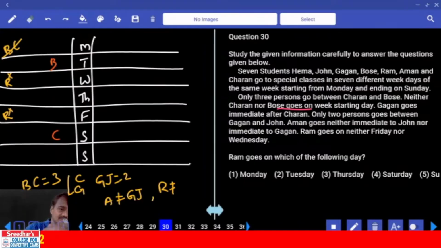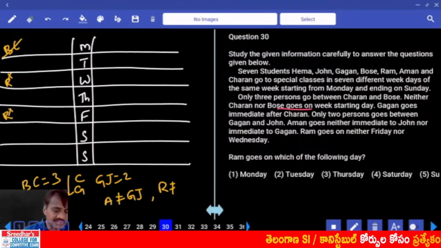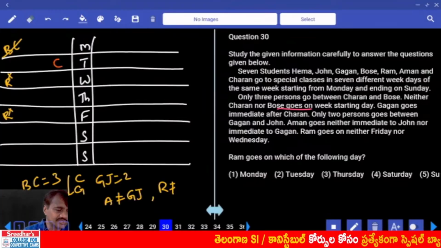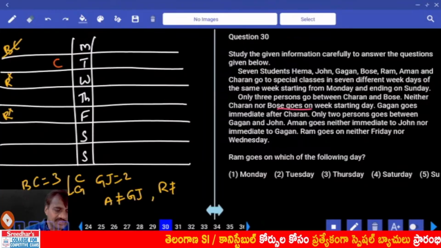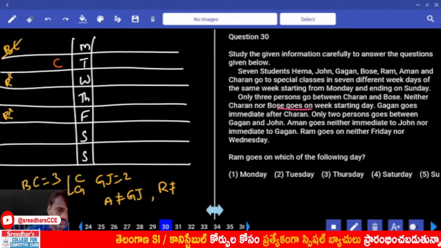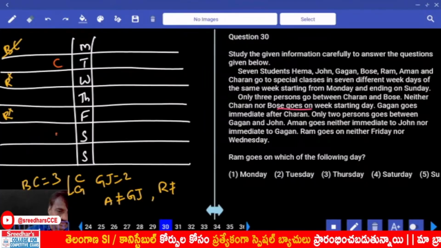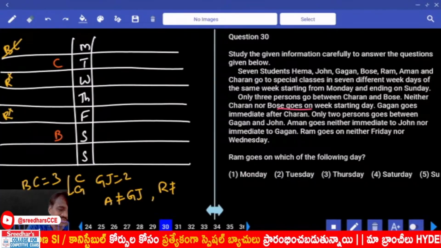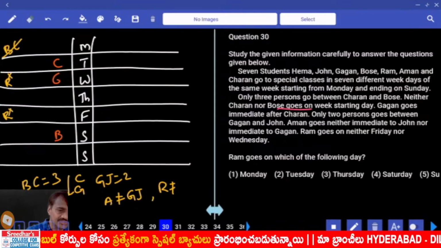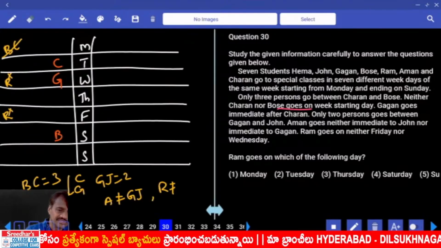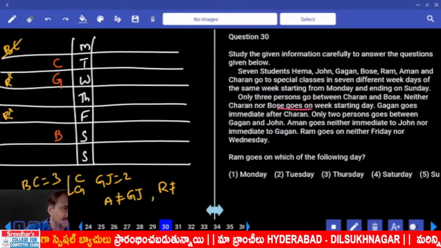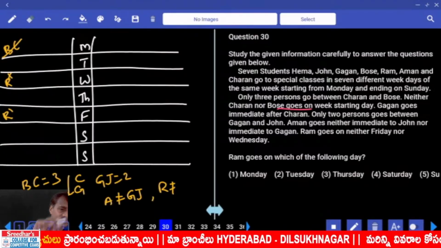Are you getting this or not? As B cannot be here, what is the other possibility for B? Now C and J are adjacent to each other. Can we have C at this place? If C is at this place, then 1, 2, 3, B will be here. Between C and B there are exactly 3. Now C and J are adjacent to each other, then G and J having exactly 2 people between them is not possible. So this is again ruled out.